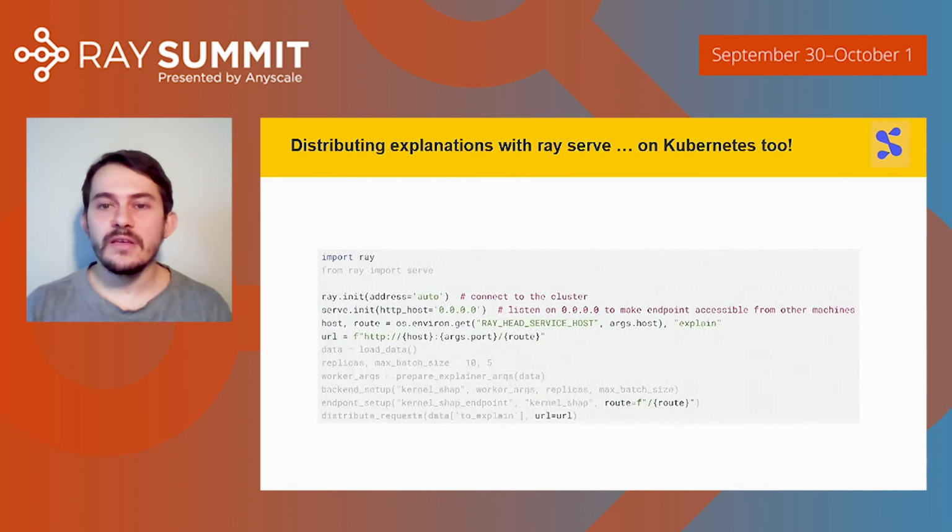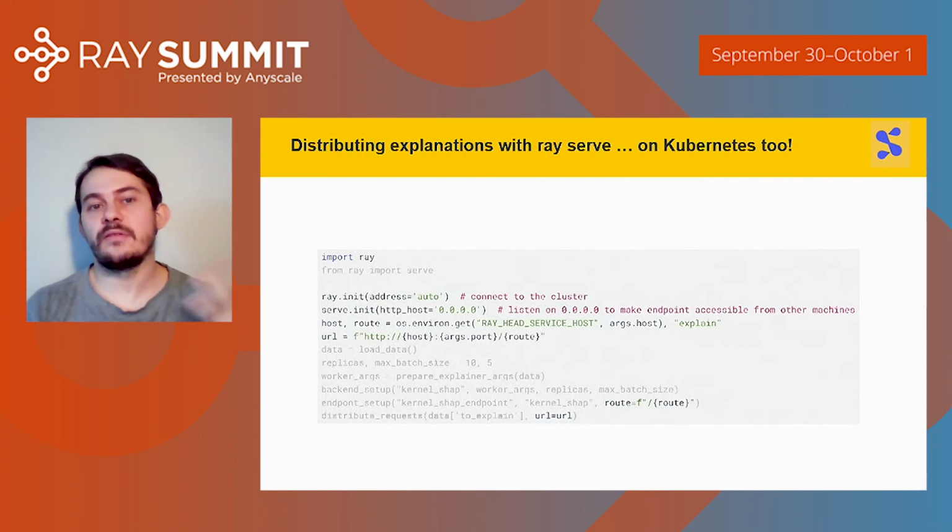And in Kubernetes world, you need to connect to the cluster just as we did before, and just make sure that Serve can actually accept requests from other machines, which is why we have the HTTP host argument to serve.init. And you also need to find out the host for your Ray head node, which you can do with some simple Python code.